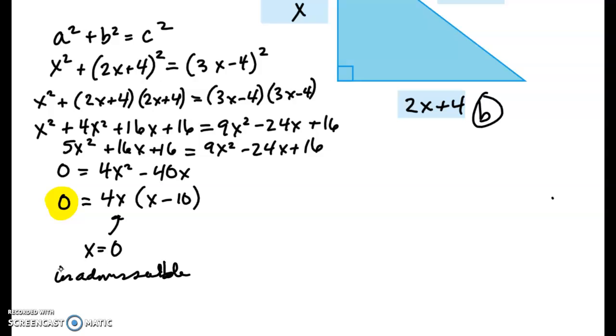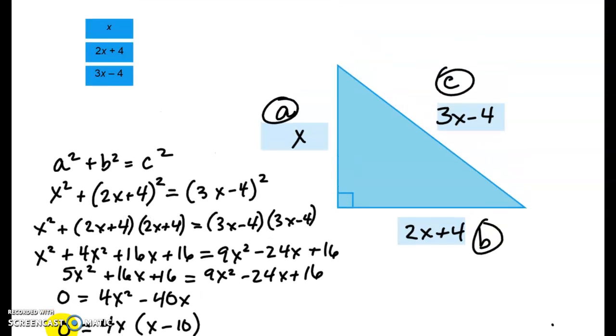Oops, there we go. From this second factor, I can see that the value of x that would make it 0 would be 10. And from that, I can find my sides. So if x is 10, then this side will be 10. Here, if x is 10, this will be 30 minus 4, 26.